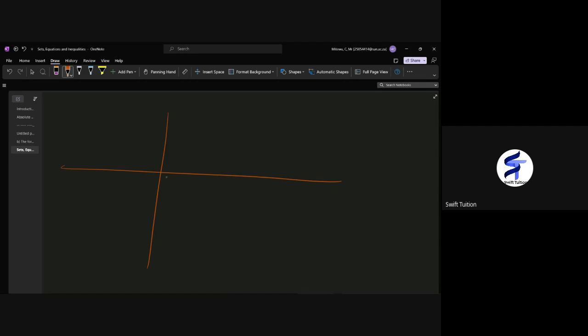So let's say, for example, the function does this, and then the function does this, and it does this, and then it jumps to here, and it does this, and then it goes to infinity here, and then it continues here, whatever. And then they're asking you, is the function continuous at 5?